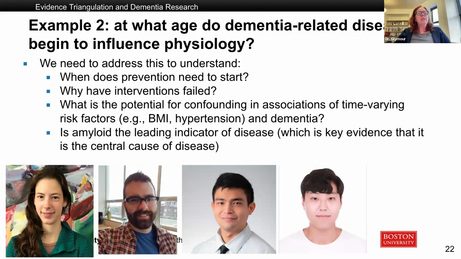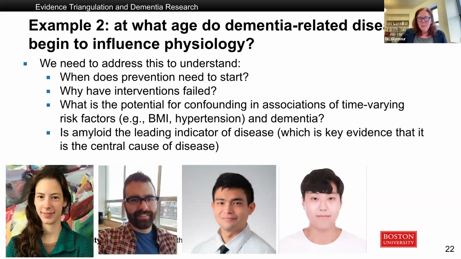The second example is a little different, but I think also a really interesting set of projects to try to understand at what age dementia-related diseases begin to change physiology and phenotypes. Lots of folks have contributed to this work: Willa Brenowitz, a scientist at Kaiser in Portland, and Scott Zimmerman, a senior research analyst in my group, and Peter Buteau and Min Choi, both wonderful analysts in my group, have all contributed to this set of interlocking papers and extensions we're doing now.